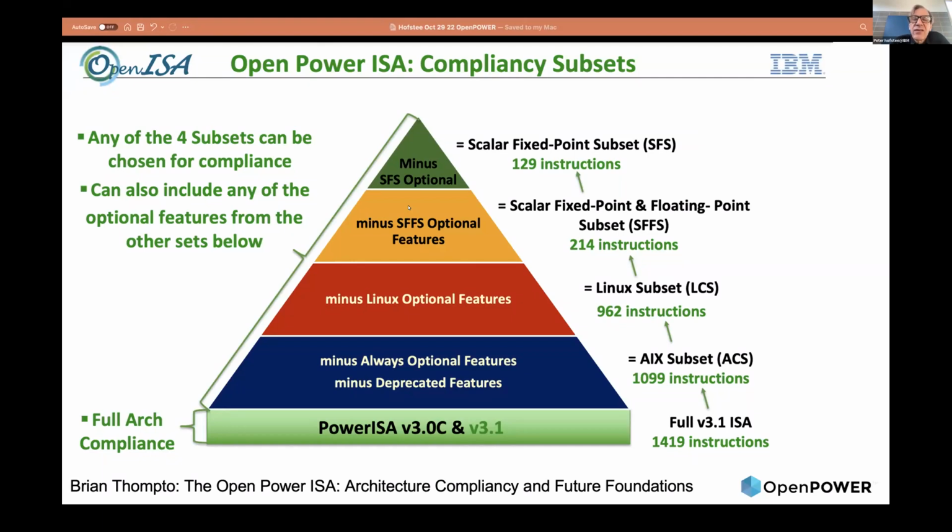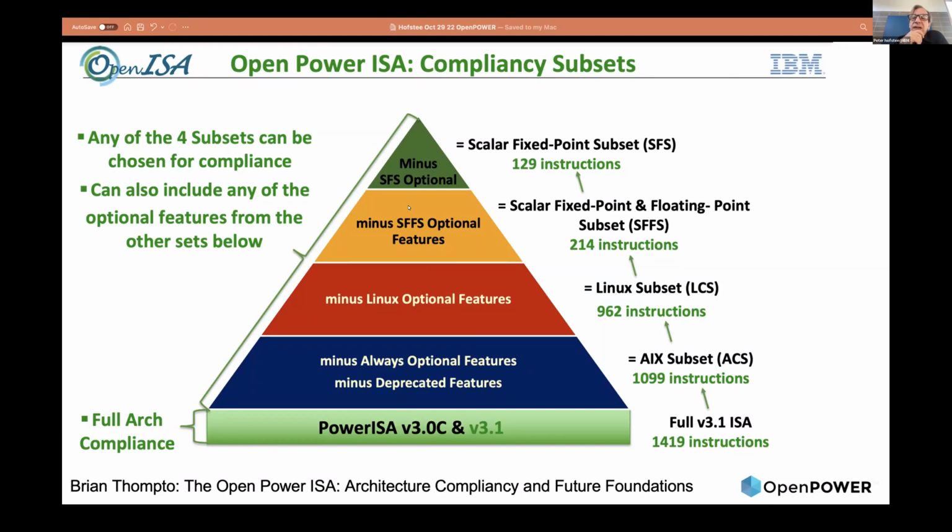So there is a hierarchy here. The simplest compliant version of the architecture is 129 instructions, and that's the scalar fixed point subset on top here. You'll see an FPGA based implementation. You probably already have seen it, Microwatt, that implements this. There is the scalar fixed point and floating point subset, which primarily adds the floating point functionality and grows it to 214 instructions.